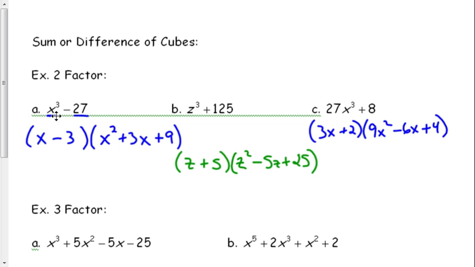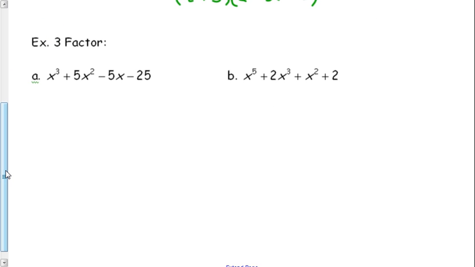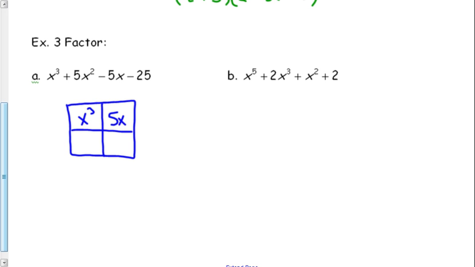The next thing we're going to do is factor things that have 4 terms. If you remember in your notes, I had you write the box that had 4 spaces in it, kind of like a Punnett square that you might have done in biology. Okay, we're going to write the 4 terms that we have in order. So x to the third goes in the top left, 5x squared goes in the top right, negative 5x goes on the bottom left, negative 25 goes in the bottom right.